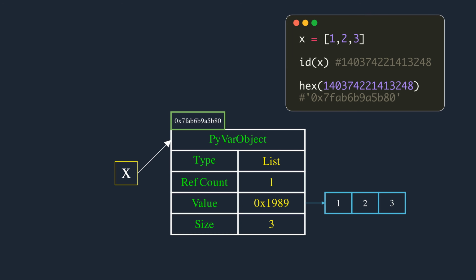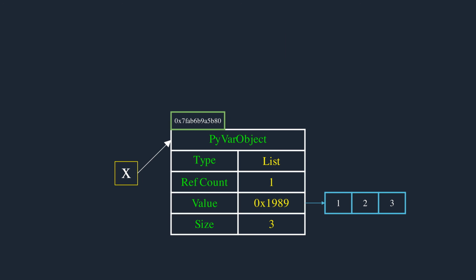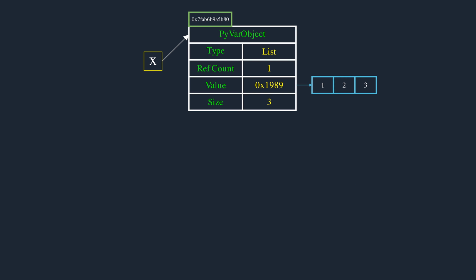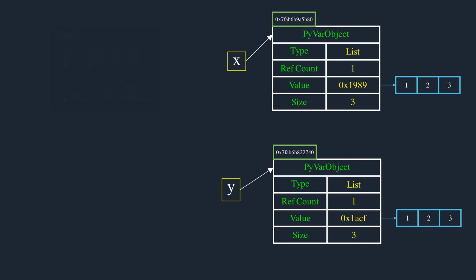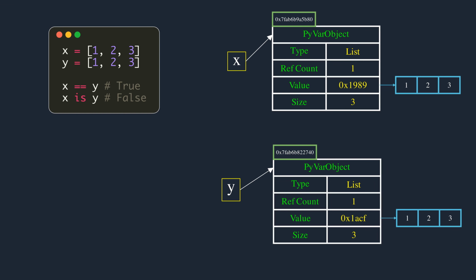The built-in identity function returns the unique ID of an object. In CPython implementation, the address of the object is used as the unique ID for objects. Assume there is another list with the same elements. Here, if you check the equality of x and y using the double equal to operator, you will get true. But if you use is, you will get false.